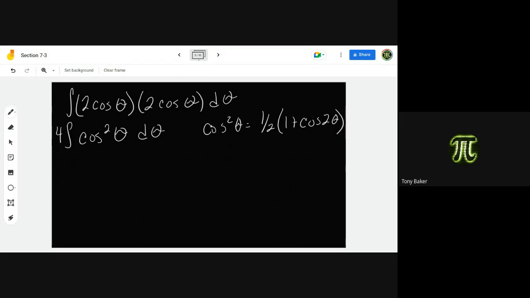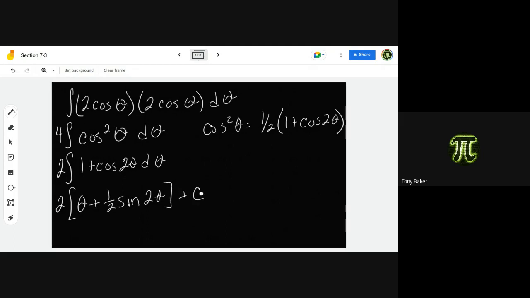I can pull out the half, so it's now 2 times the integral of 1 plus cosine 2 theta d theta. So I have 2 theta plus, or actually, yeah, this plus 1/2 sine 2 theta plus c. So I can do 2 theta plus sine 2 theta plus c.